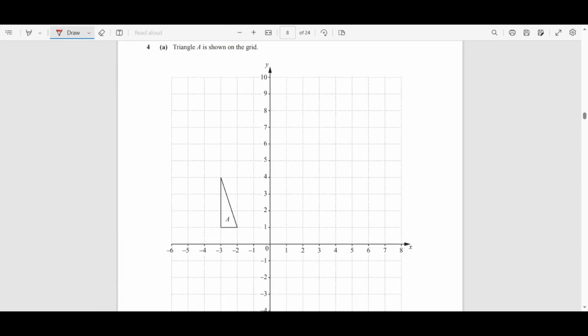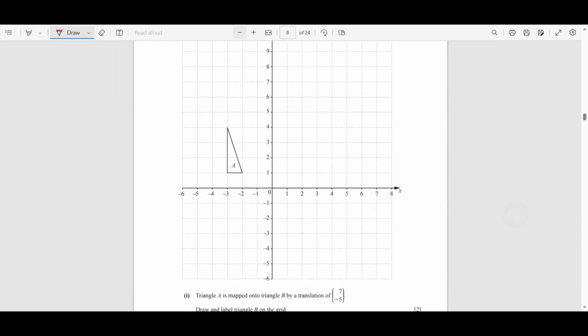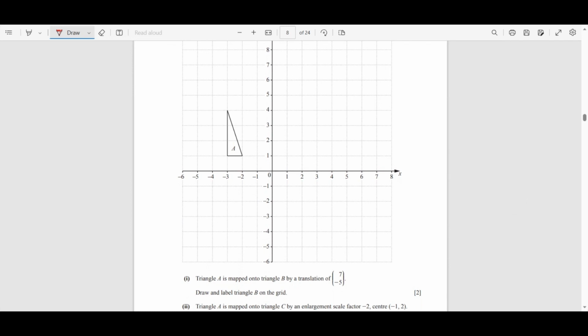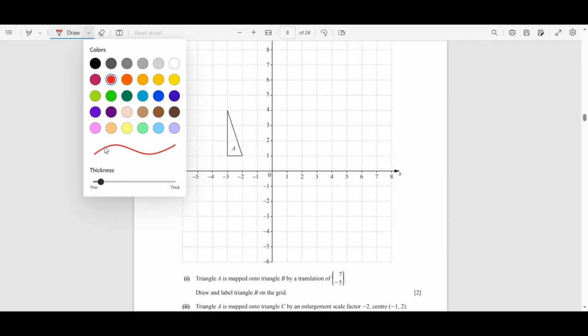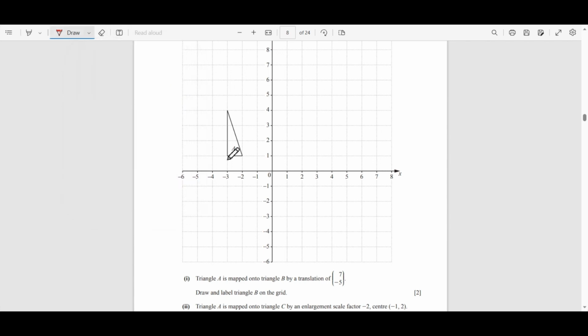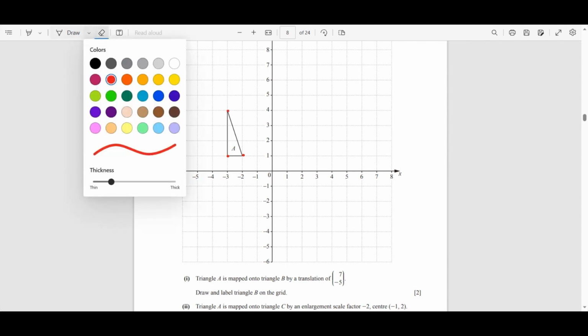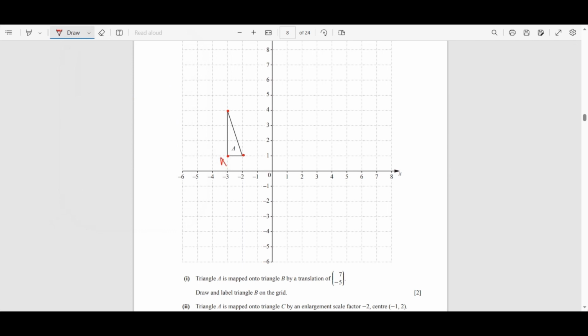Let me just zoom out so I'll be able to see the question in one go. All right. So triangle A is mapped onto triangle B by a translation of 7 and -5. For this, I'm going to quickly label the coordinates so it's easier for me to explain. Right. So there's a translation of this 7, -5.